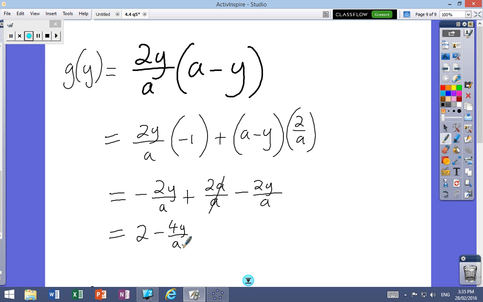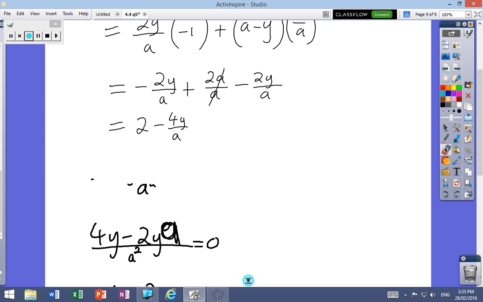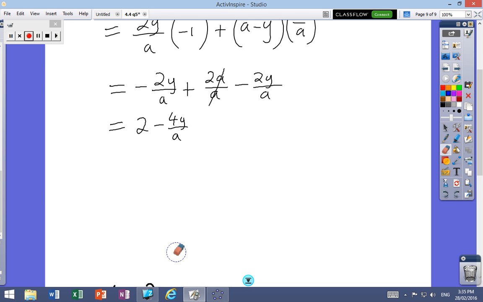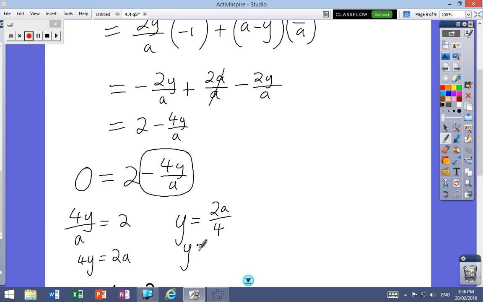Now when we're finding a maximum, sorry about that. If we're finding a maximum, usually that's when the second derivative is equal to zero. So let's make this equal to zero. 2 minus 4y on a. I'm going to take this stuff here and add negative 4y on a to both sides. So 4y on a equals 2. 4y equals 2a. Then y equals 2a on 4, y equals a on 2.